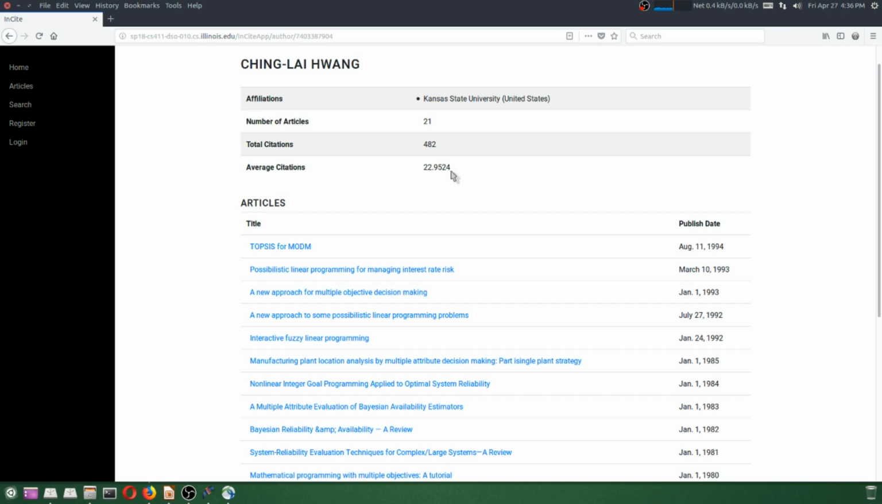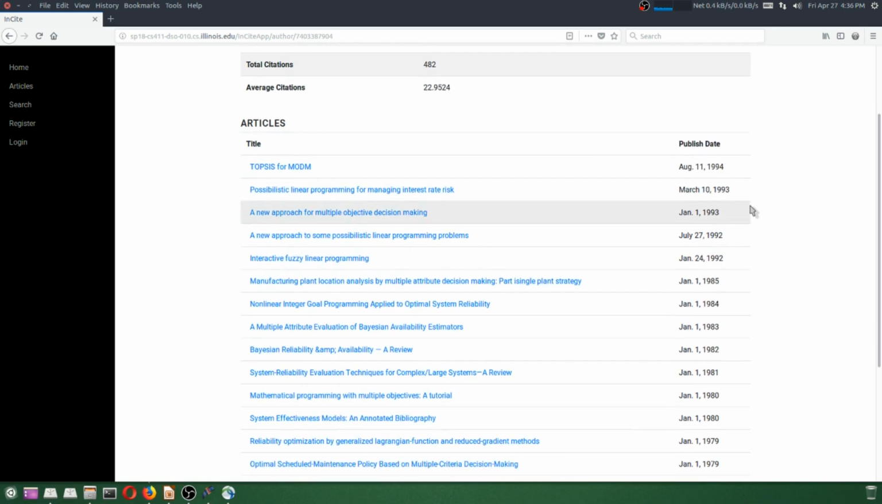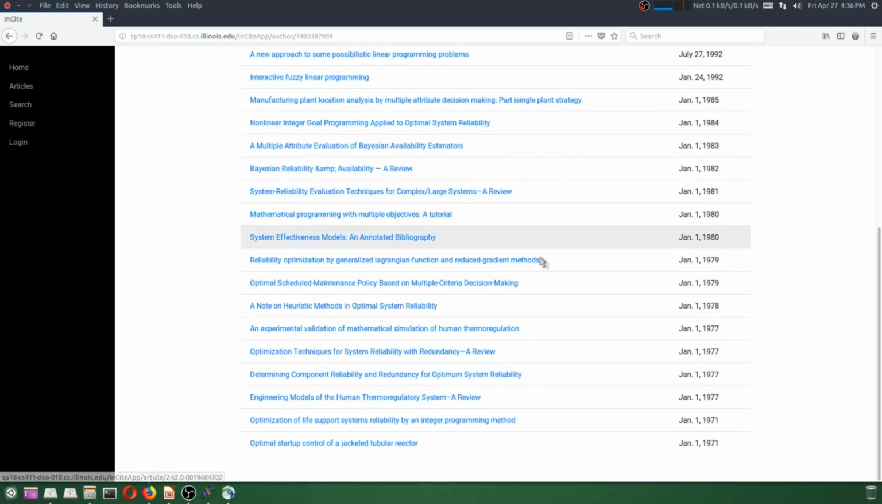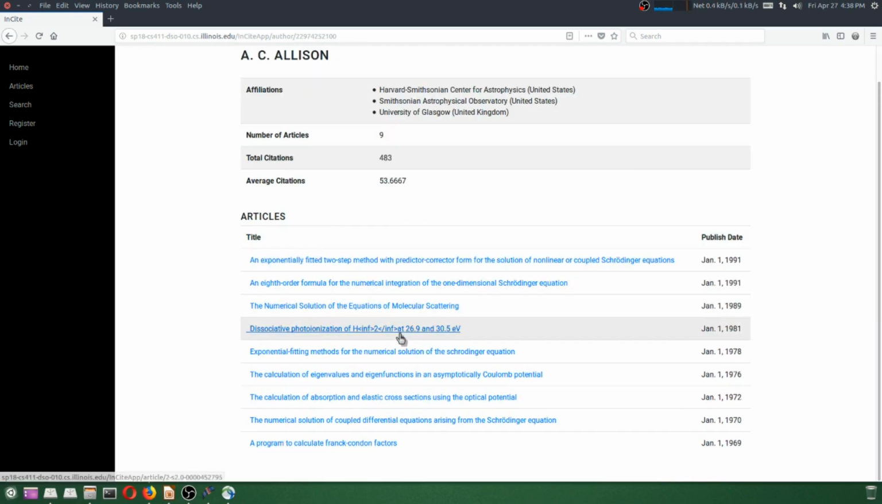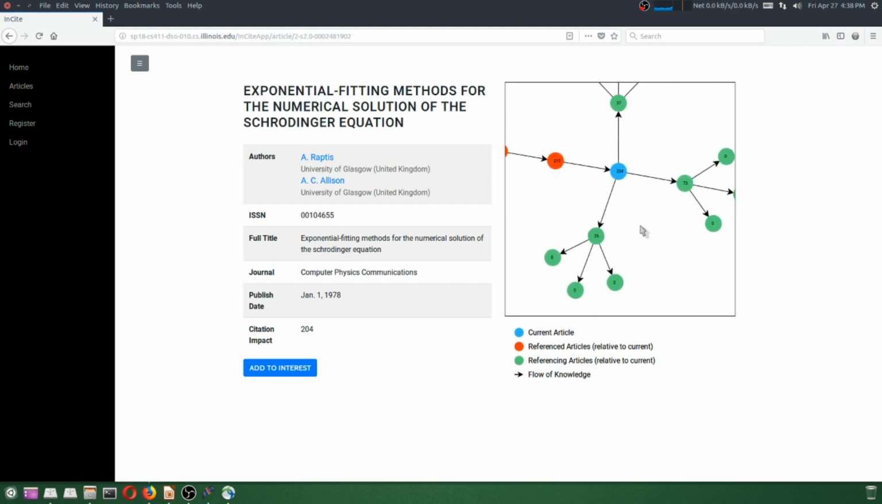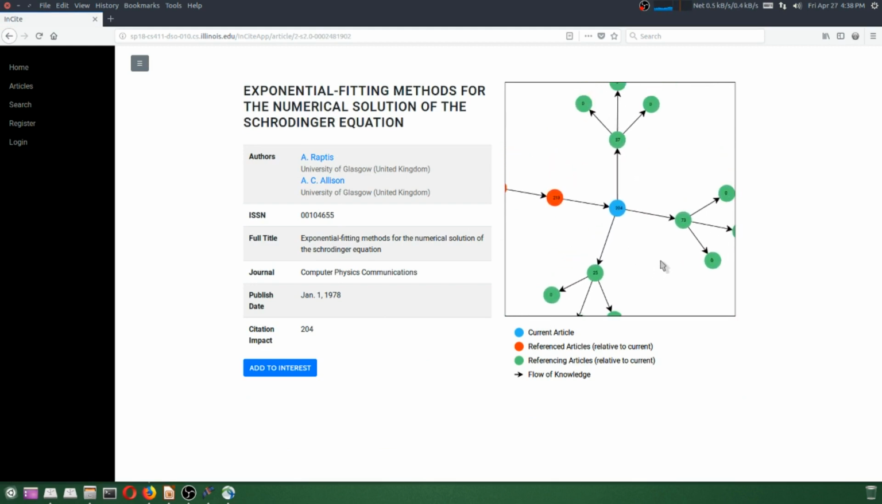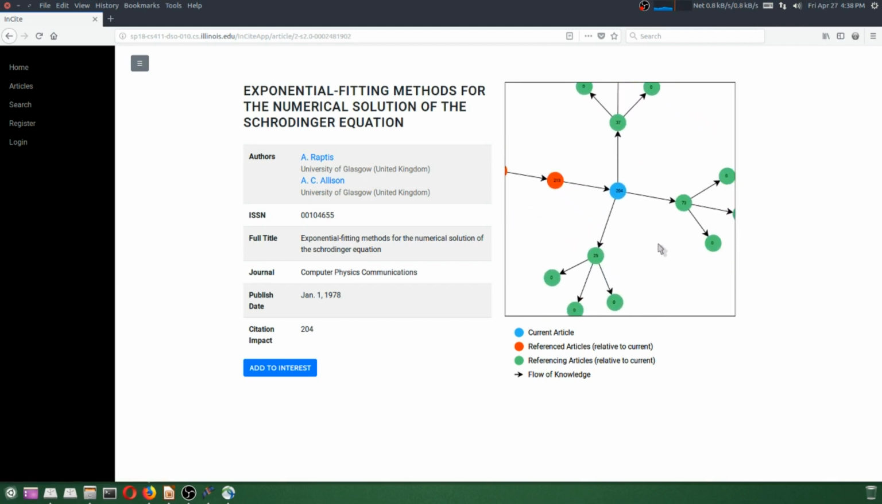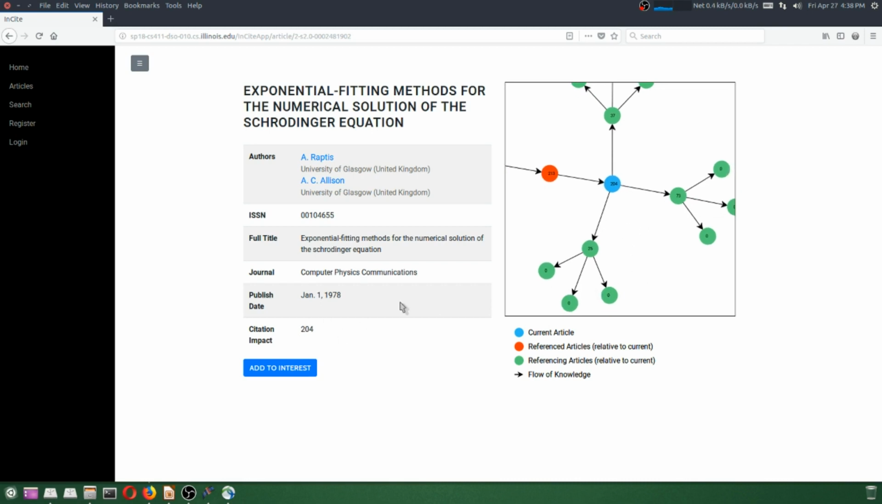And here's the average citations that he has received. All the articles here are sorted by their publishing date, so you can see his most recent article near the top and his oldest articles at the bottom. Yep. And this is essentially how we present to the user a mechanism to explore all the associated articles of the article he's looking at right now, and also to gauge how important this article is by looking at the citation impact metrics.